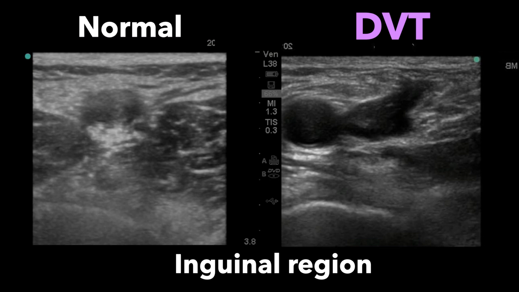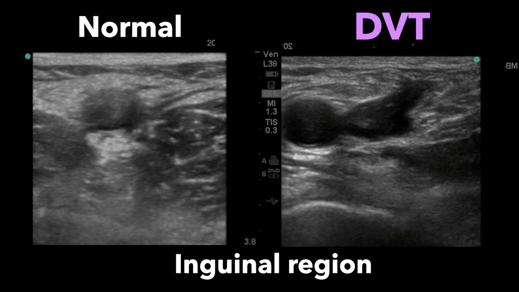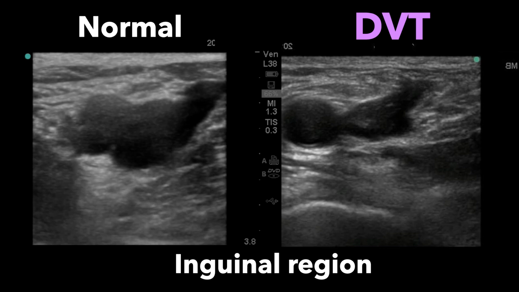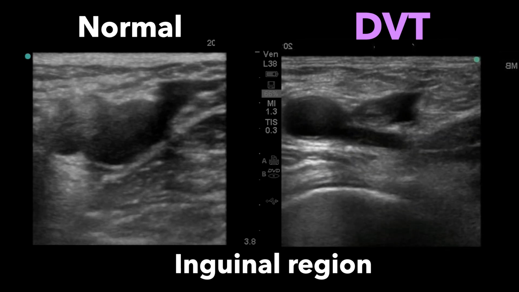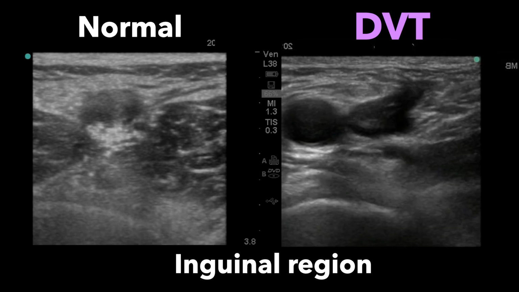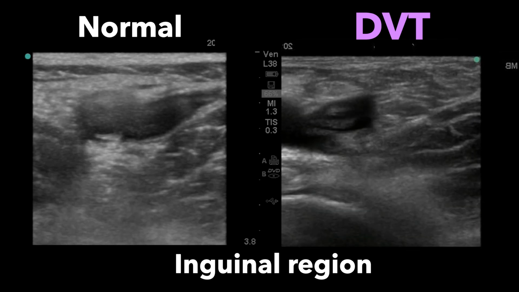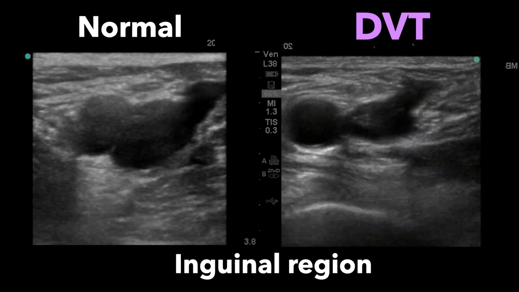On the left side of the screen, you can see compressible right common femoral vein with both anterior and posterior walls coming together with compression. These are normal veins. But on the right side of the screen, common femoral veins are not fully compressible, and here you can actually see an echogenicity representing clot within the vessels. This is a patient with DVT.